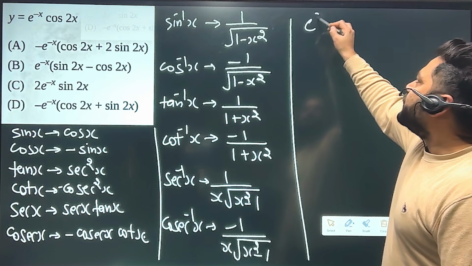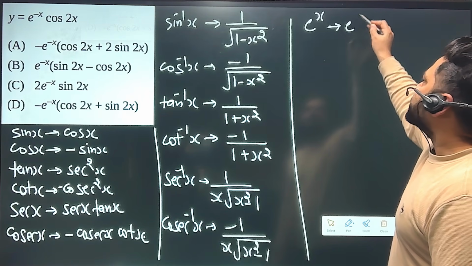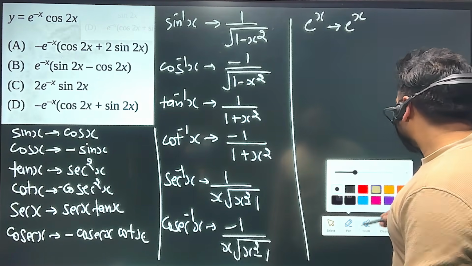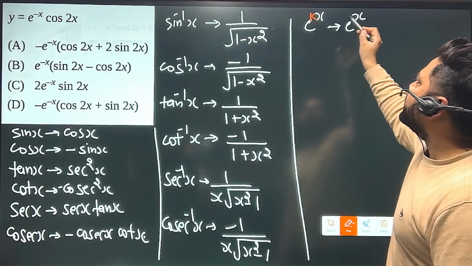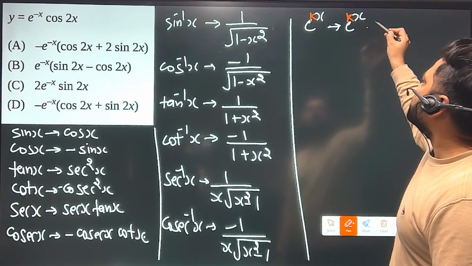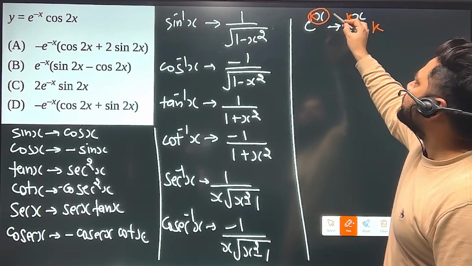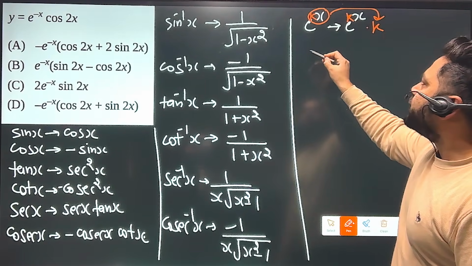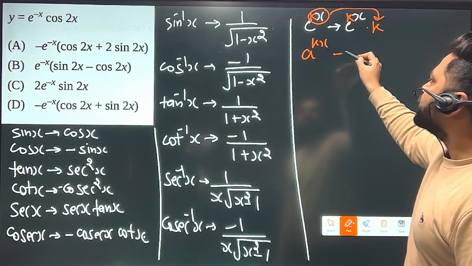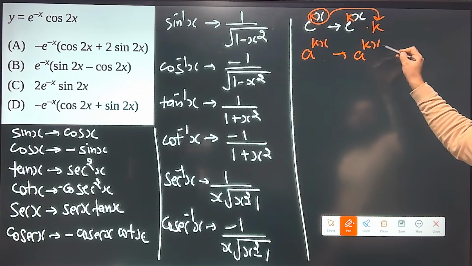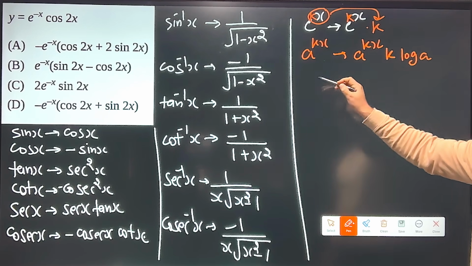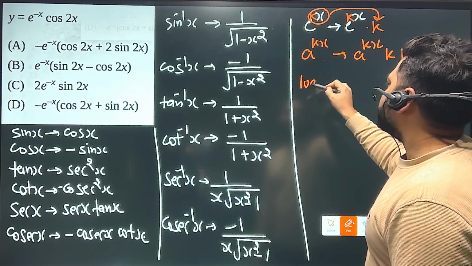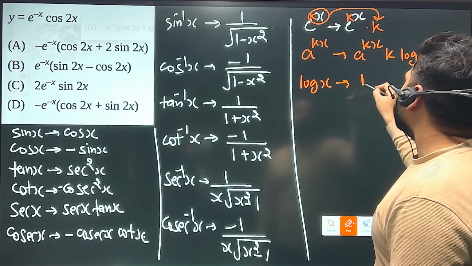After that, if you have e power x, then e power x differentiation is the same, or more accurately, you can write it like e power kx. So differentiation is the same, but this k will also come, the differentiation of kx will also come. Suppose we have differentiation of a power kx, so again a power kx will remain the same, this k will also come, and log of a will also come. And in the last, if we have differentiation of log x, then this is 1 by x.